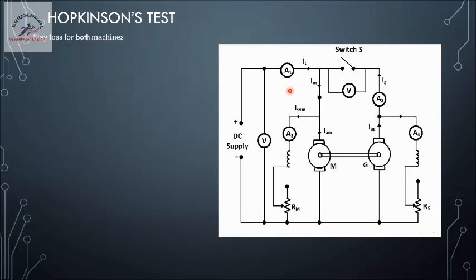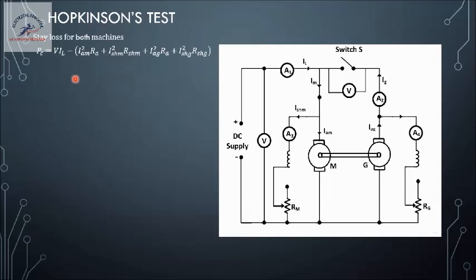Now, stray losses for both the machines are taken as a constant loss. From the supply power, V into IL, subtract the armature copper loss and field copper loss of both the machines. Here we are subtracting the electrical losses from the electrical input, and whatever loss is left, we call it the stray loss in this particular test.